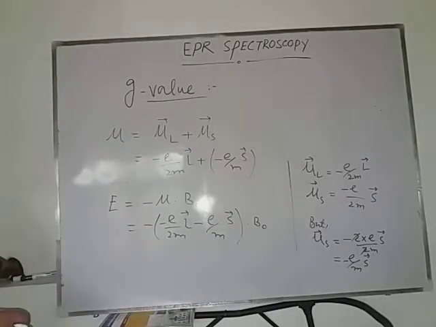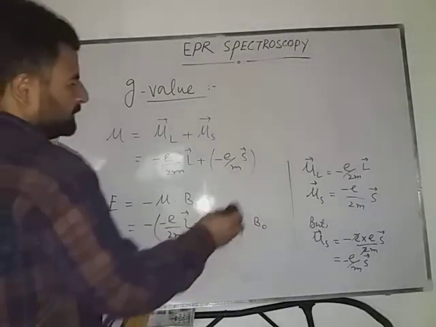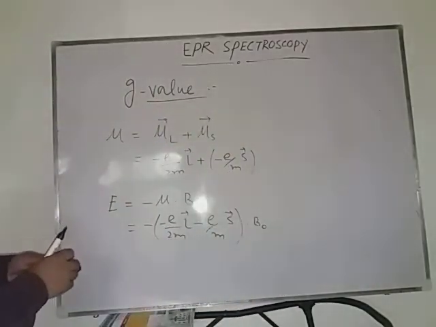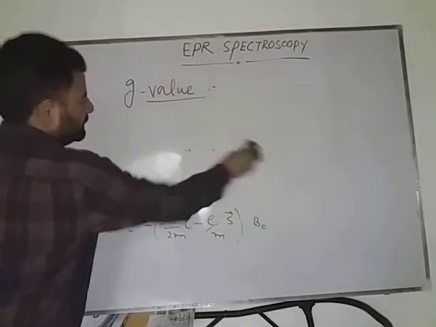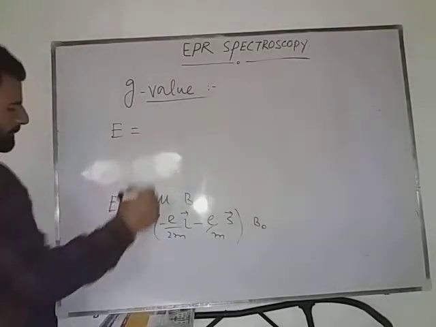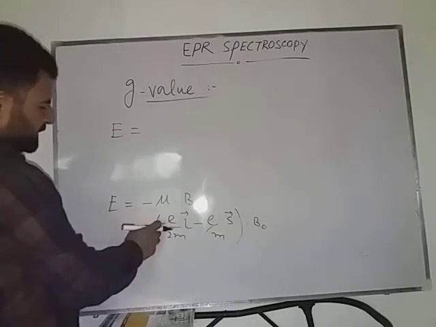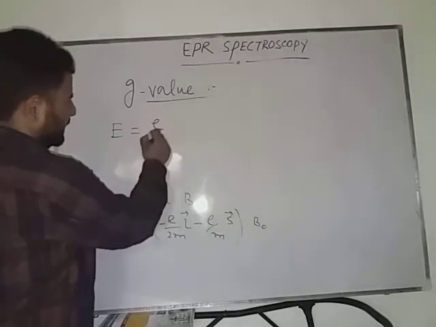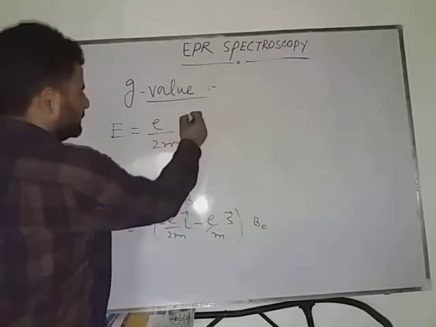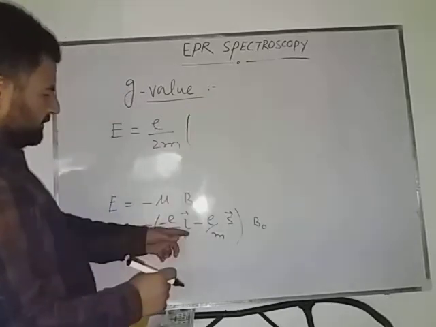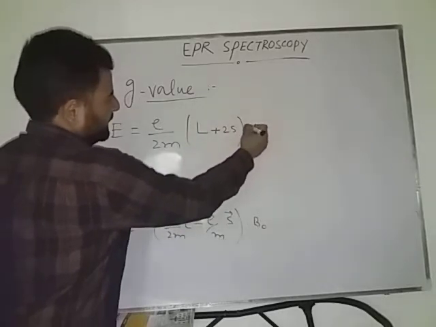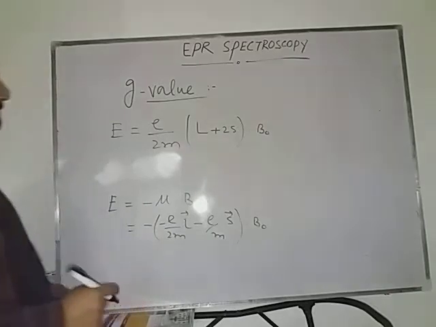So this equation will now become E is equal to minus minus, that means it will get plus, and this will also get plus. As a total I will take out E by 2m as the common, and inside we will be left with L plus 2S, and then dot B naught.